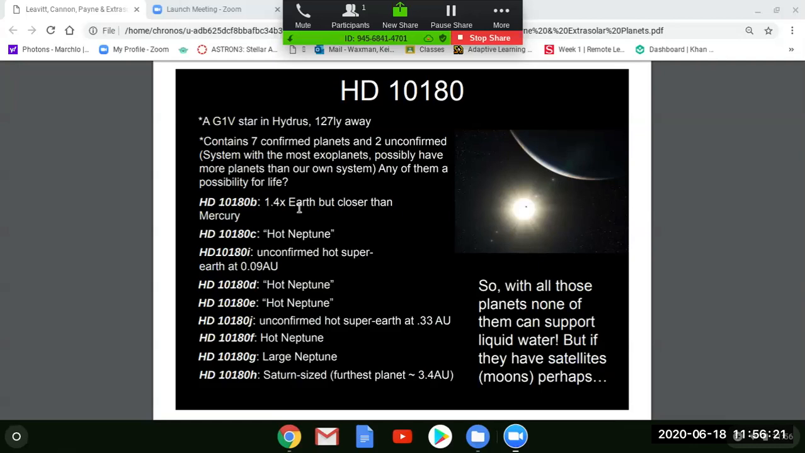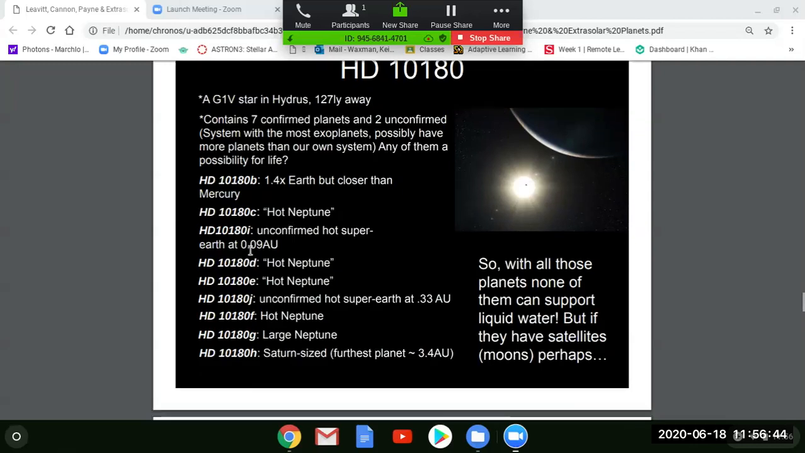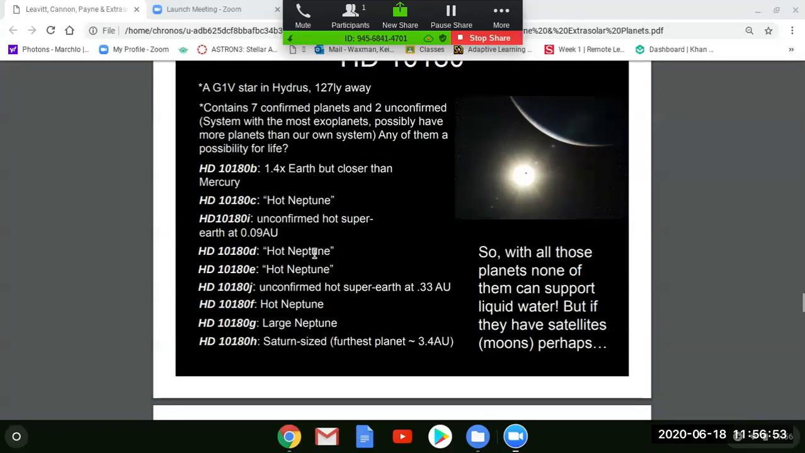It's called a super Earth if it's a little bigger than Earth. And we're able to get the masses of these planets just by figuring out the characteristics of the wobble of the star. Here's one that's called a hot Neptune, which means about the size of Neptune, which is about 4 times the size of the Earth, close to its star, so it can be very hot. Look at the super Earth at 0.09 AU, about 0.1 AU. So there are at least 7 confirmed planets and 2 unconfirmed that might be planets.